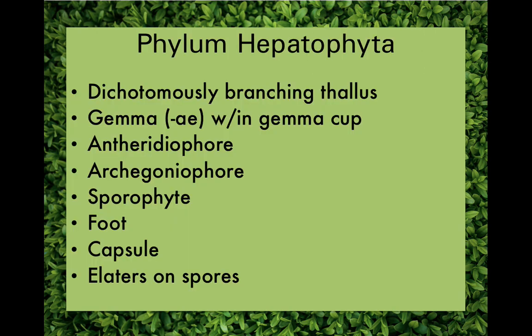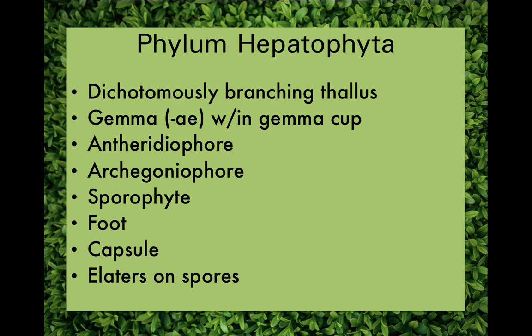Next phylum is the Hepatophyta. These are your liverworts. They have a thallus that is a little bit more organized in appearance. It is dichotomously branching. And that means that every time it branches, you have two more or less equal-sized lobes. So think of a tuning fork, where the two lobes of the fork are equal in size. And that's something that we see in liverworts.